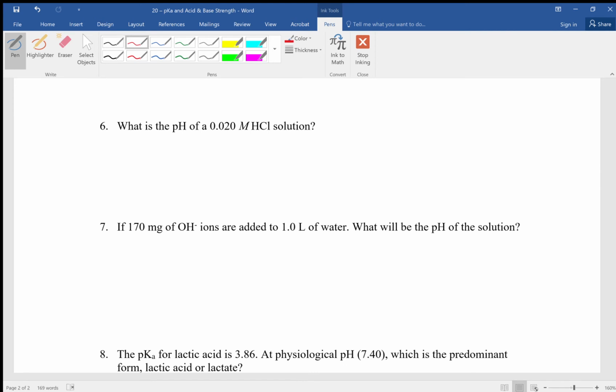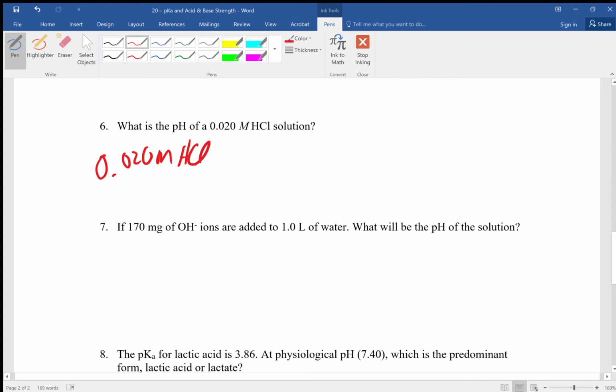All right, question 6. We have a solution that is 0.020 molar HCl. What is the pH? Well, the problem is, for pH, we need to know the concentration of H+, not HCl. But recall, HCl is a good example of a strong acid.